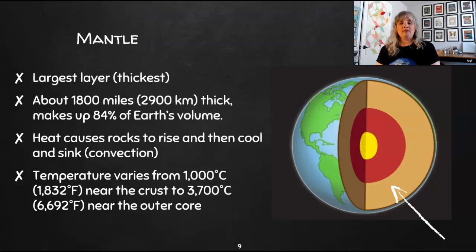The main part of the mantle that we will talk about a lot is a process in the mantle called convection, which makes heat rise. The rocks can move inside the mantle. Hotter rocks rise up. They cool off towards the crust, and then they sink back down.